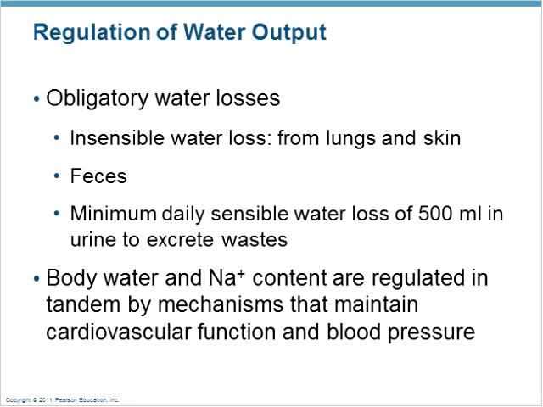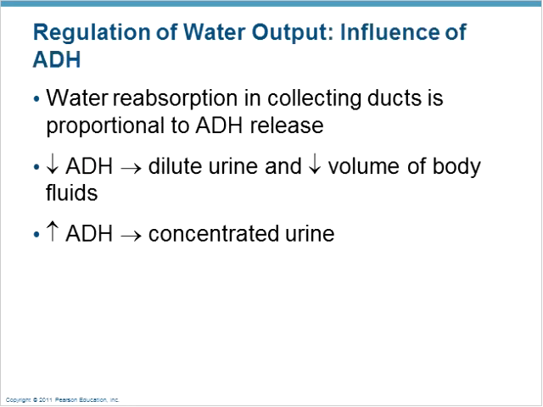When you look at obligatory water losses, we get those from several locations. We have insensible water loss from our lungs when we breathe in and out, and from our skin as we perspire. We have water losses within our feces as we defecate. And there's a minimal daily sensible loss of about 500 mL in urine to excrete waste. So the body water and sodium content are regulated in tandem by mechanisms that maintain cardiovascular function and blood pressure. It's interesting, and we'll talk more about the sodium in a bit.